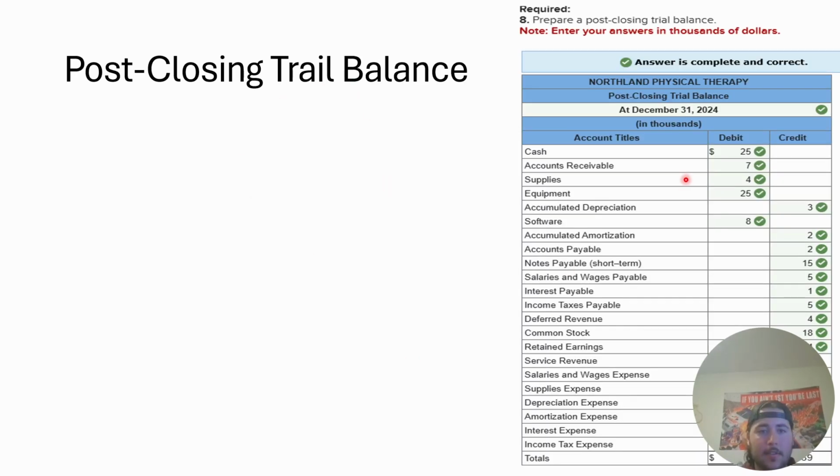Post-closing trial balance. This is the final step. This contains only the permanent accounts, fully adjusted, and basically this post-closing trial balance completes the entire accounting cycle. So that was my chapter 1 through 4 presentation.